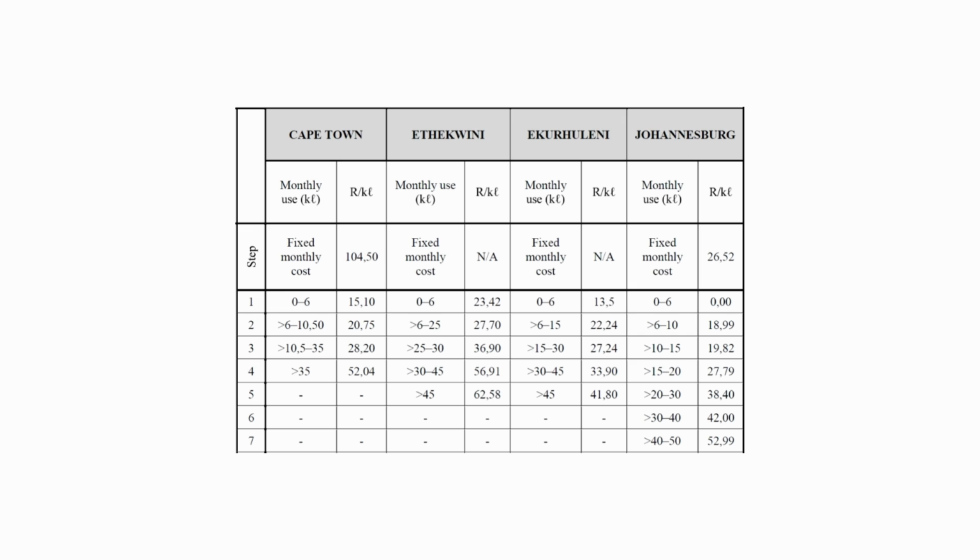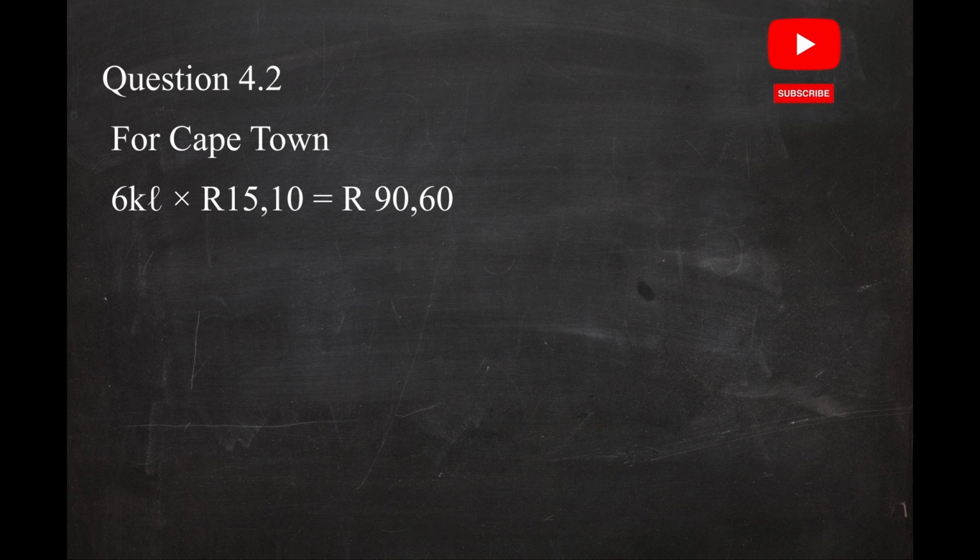In step 2, the range of water consumption is greater than 6 kiloliters to 10.5 kiloliters. The maximum amount of water that can be charged for in this step is 10.5 kiloliters minus 6 kiloliters, and this equals a maximum amount of water of 4.5 kiloliters. This means that you will be charged 20 Rand 75 cents per kiloliter up to a maximum of 4.5 kiloliters of water consumption. You must find the difference between the maximum value in step 2 and the maximum value in step 1 because you have already been charged for the usage of 6 kiloliters of water in step 1.